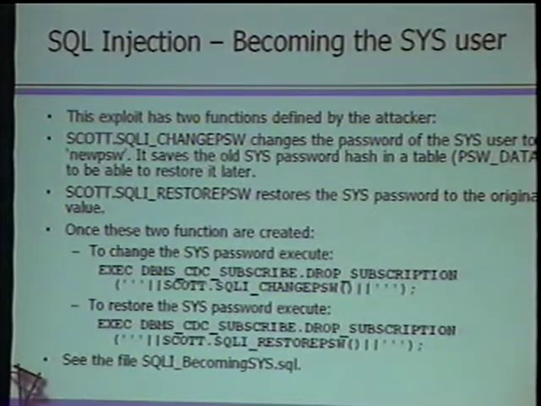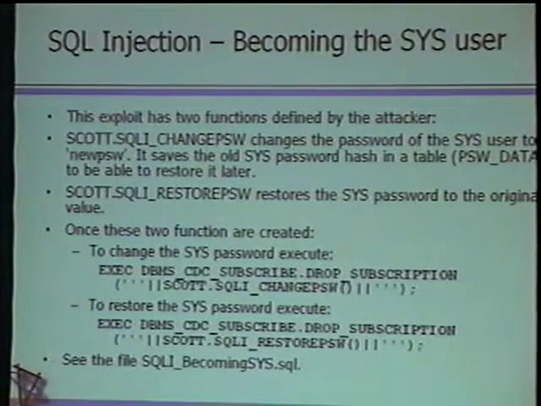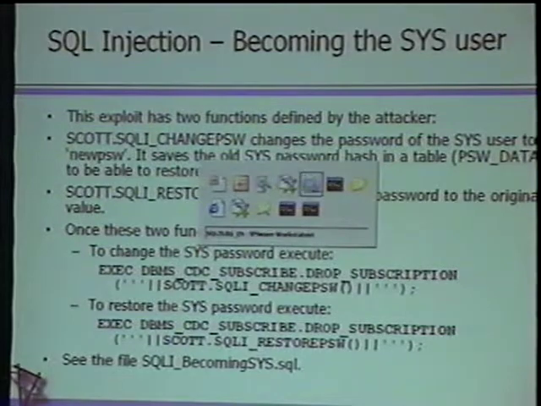Well, now we will see an example of how a normal user can become the SYS user by changing his password. First, the attacker, in this case the user's code, creates one function to save the hash of the SYS password so he can restore it later, and then change the SYS password. The other function, restore password, is used to restore the password to its original value. Well, we will see.